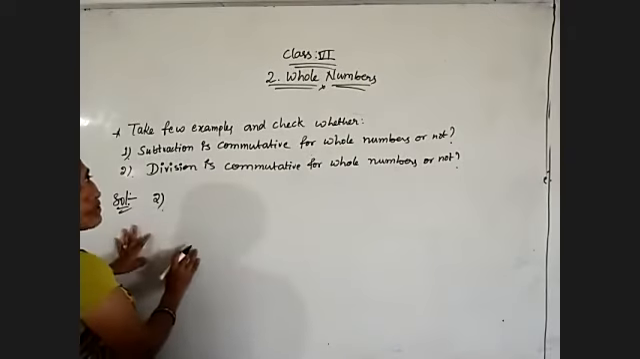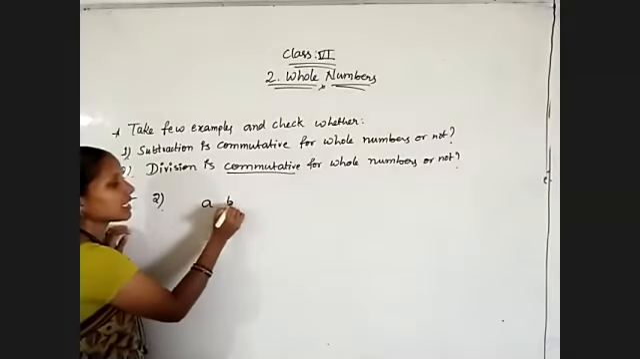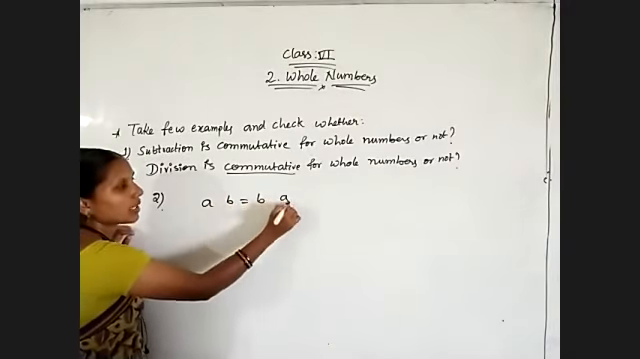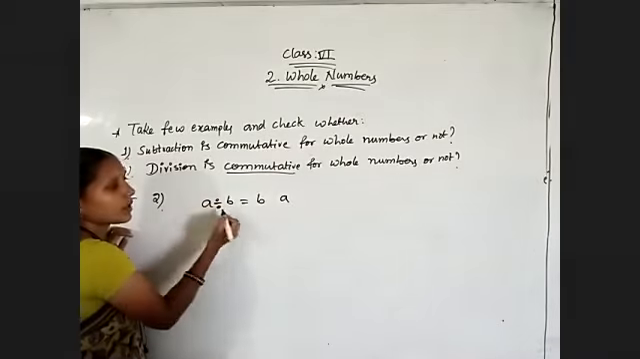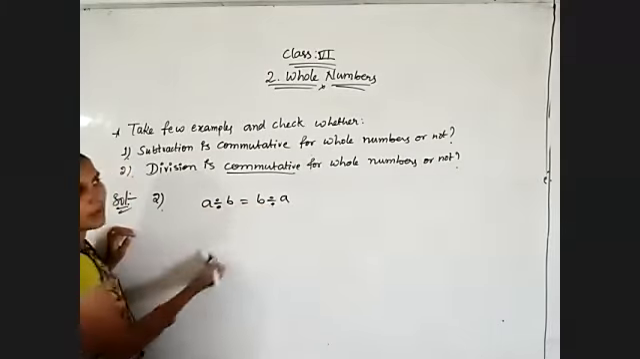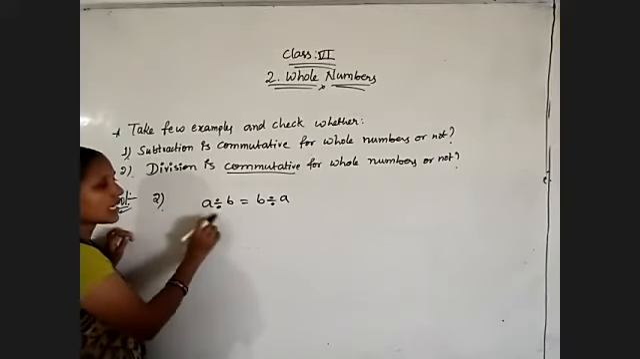Division is commutative for whole numbers or not. Commutative property is nothing but changing the order of any two numbers. Here we are performing the division operation. So a divided by b must be equal to b divided by a. But are they equal or not? We will check.